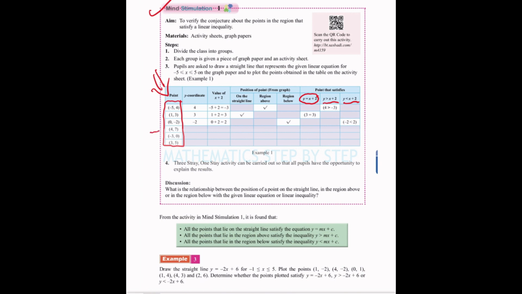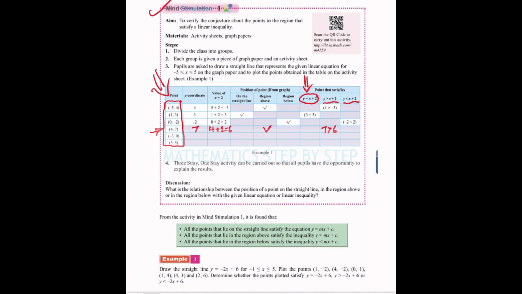So for example, this 4, 7, okay? So the y coordinate is 7. The value of x plus 2 is 4 plus 2 equals to 6, okay? Why we want to find the value of x plus 2? Because the equation is y equals to x plus 2, okay? So now we can see that 7 is greater than 6, okay? So it is situated on the region above, okay?